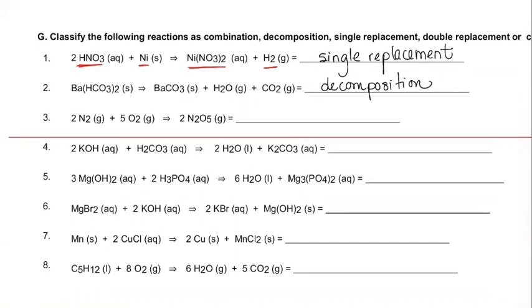Let's look at number 3. I have molecular nitrogen with oxygen making N2O5. So I have 2 things making one product. Excellent. This is a combination reaction. But like somebody also put in the chat, this can also be a combustion reaction. Why is this a combustion reaction? Because we are reacting something with O2, okay?